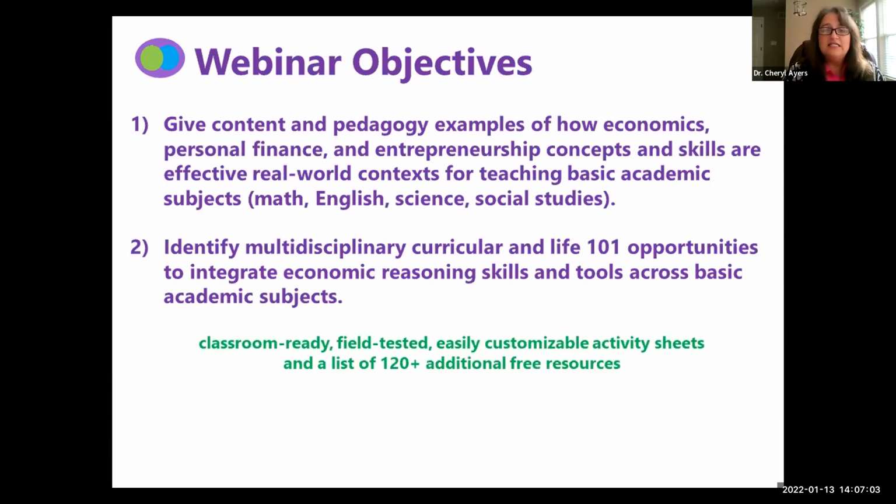So at the end of this, I will share a link to a Google folder that will have all sorts of field-tested, customizable activity sheets, some of which I'll go over with you today. And then I've also, over the last couple of years, collected about a 17-page document containing all sorts of other free resources, free is always the operative word, for teaching these three subject areas.